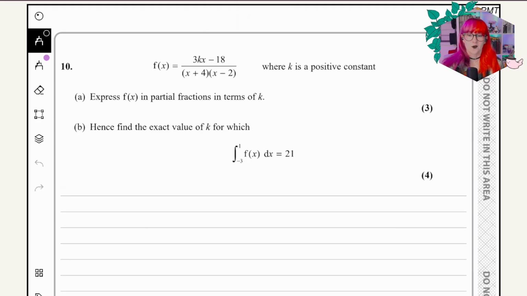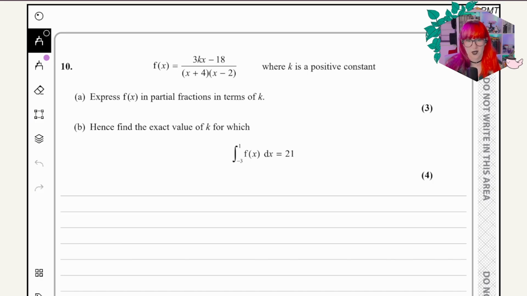Okay. Question 10. We have a function where k is a positive constant. It's f of x equals 3kx minus 18 over x plus 4 times x minus 2. There's going to be more factorization. Express f of x in partial fractions in terms of k. Hence, find the exact value of k for which the integral of f between minus 3 and 1 is exactly 21. So first step should be quite chill.